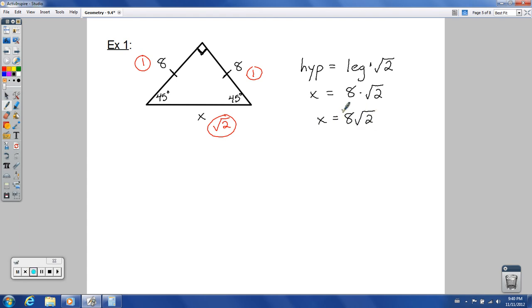Notice no units, so I'm going to leave those out, but this one is probably the easiest version of all these. So if you have 45, 45, 90, and you're given one of the legs, just multiply it by rad 2 and you got it. So 1, 1, rad 2.